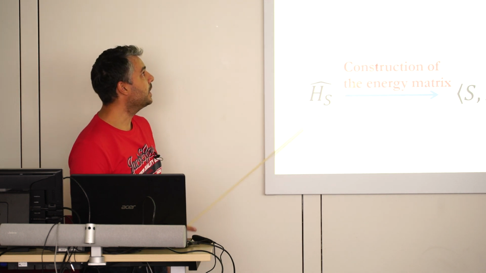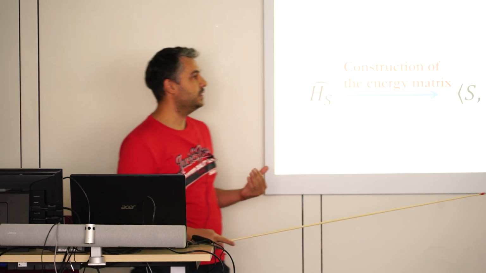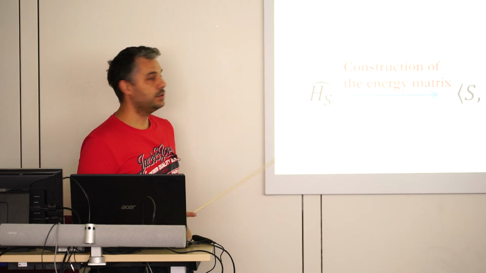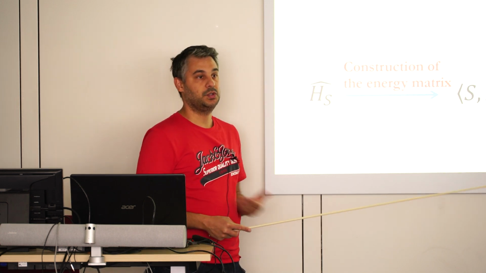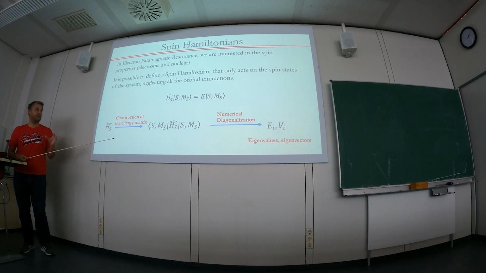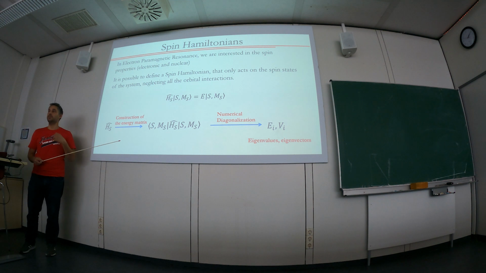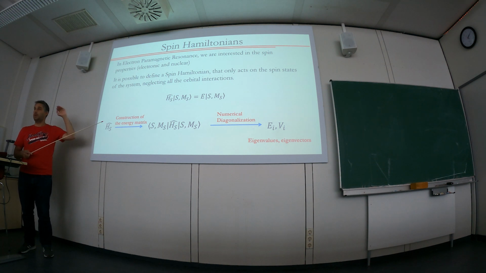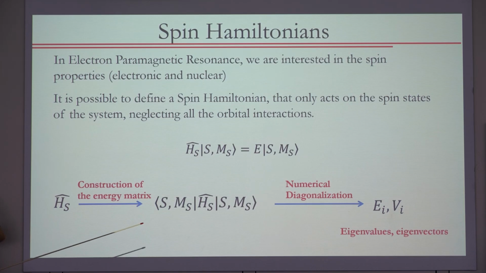So in EPR, what we are interested in is spin properties. So we don't use the full Hamiltonian, which would be used in a DFT calculation or another type of calculation, but we use a simpler Hamiltonian, which is called the spin Hamiltonian. The spin Hamiltonian only depends on spin variables. Spin operators can be electron or nuclear or both, but it doesn't act on the whole spectrum of the electronic Hamiltonian. It only acts on the sublevels, the spin sublevels.